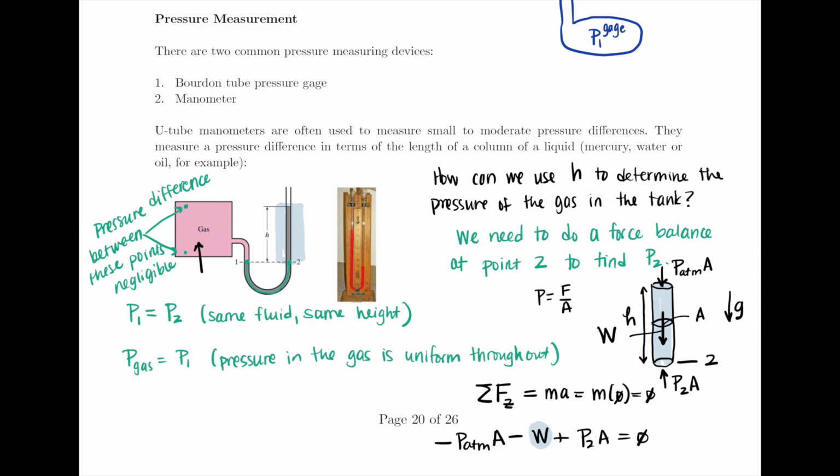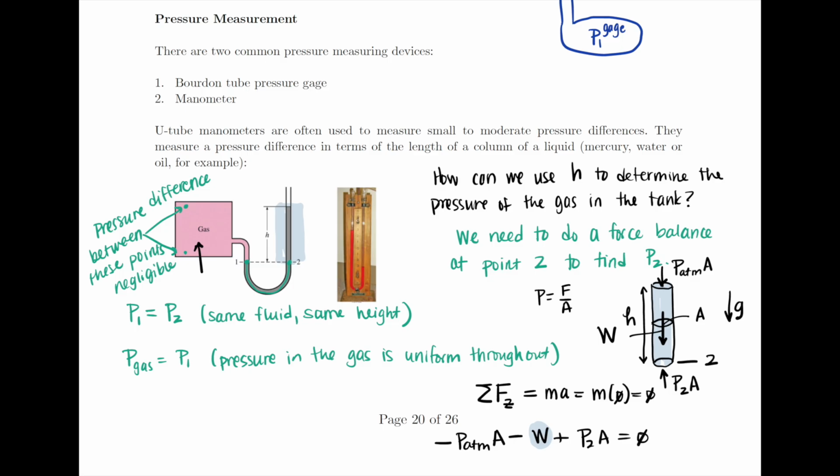The first one that I'm going to use, and this is really key to solving pressure problems, is the idea that if we're in the same fluid at the same height, we have the same pressure. So at point 1 and point 2, to go from 1 to 2, we stay in this gray fluid and we're at the same elevation. That means that P1 is equal to P2. So we have same fluid, same height. Does that make sense?